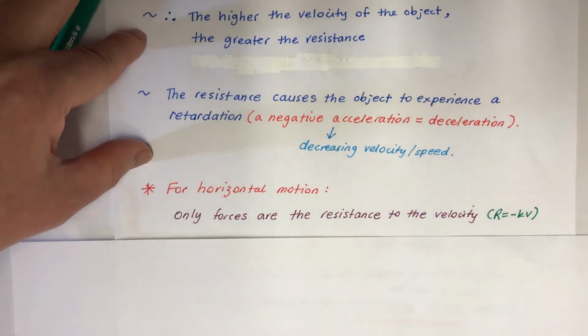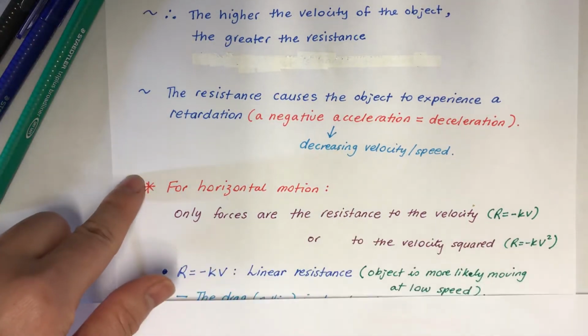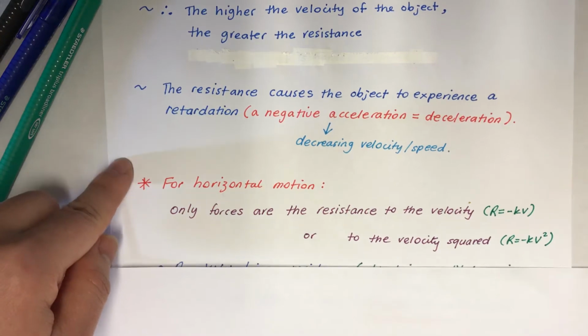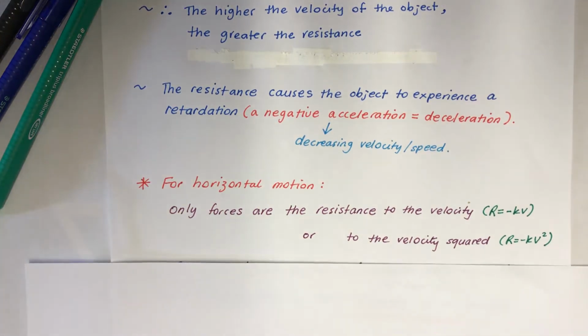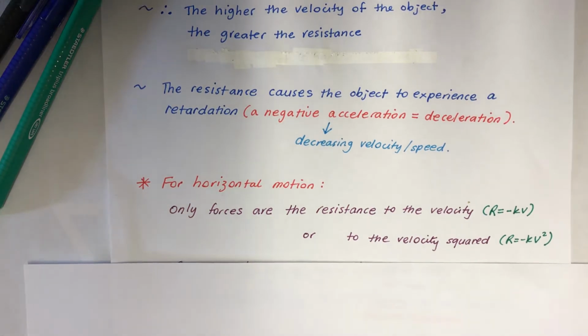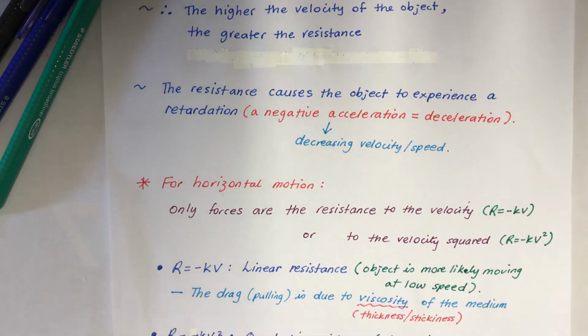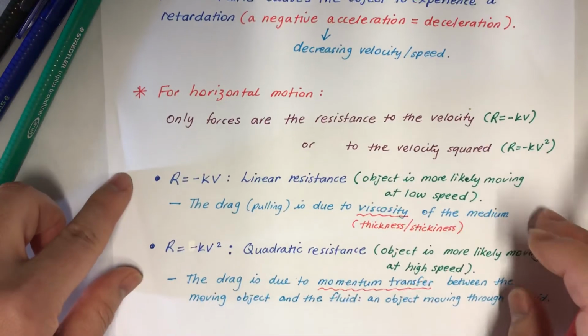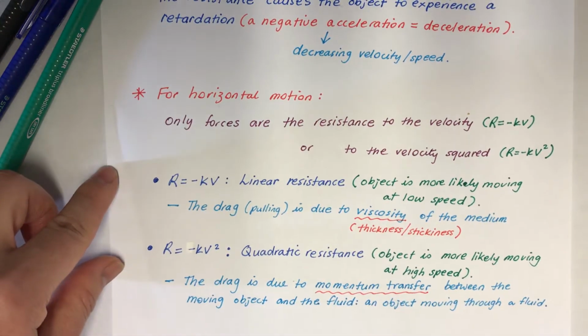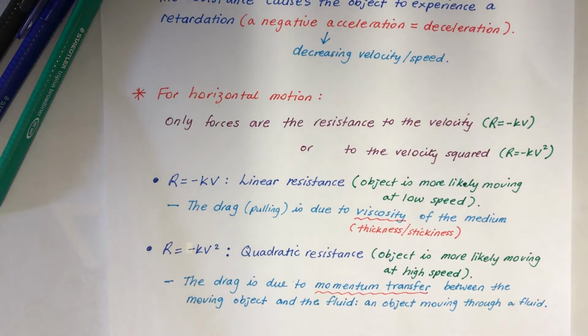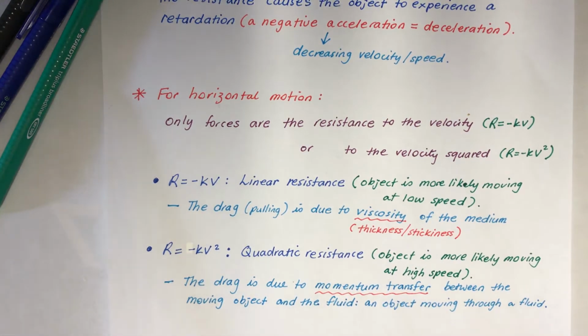So for horizontal motion, the only forces are the resistance to the velocity or to the velocity squared. Okay, so we're going to look at the two cases here. One is a linear resistance. The object is more likely moving at low speed. The drag, the pulling, is due to viscosity, the thickness of the medium.